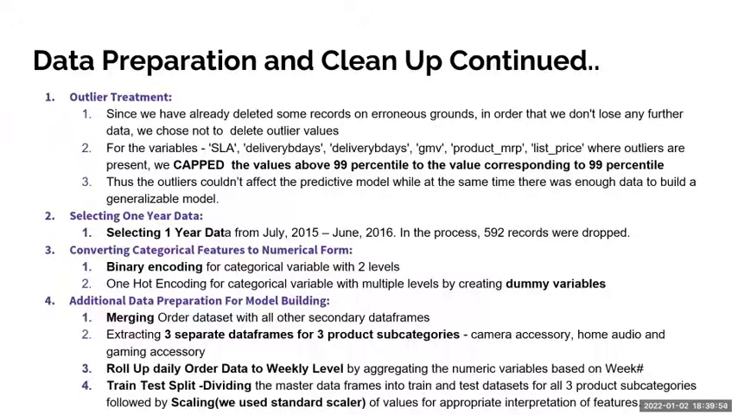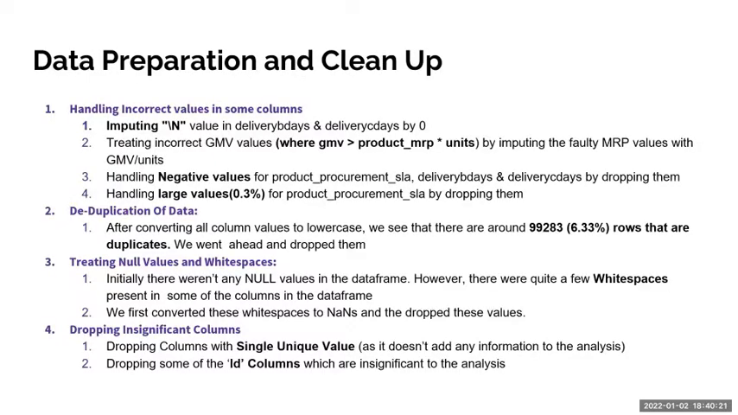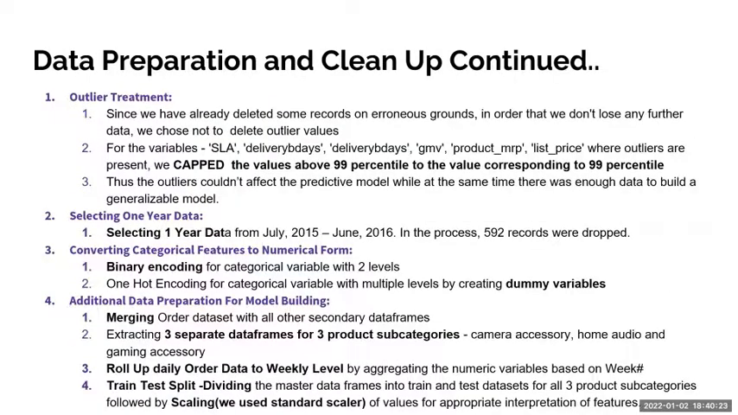The year is important. The whole data is 1-year data, from July 2015 to June 2016 for ElecKart, which is a Canada-based company. Then the standard steps of binary encoding and forming dummy variables. Additional data steps are merging. As you see here, there were all these files, and each file is basically a data frame. We need to merge all these files to form a master data frame, and that's what we did in the next step.